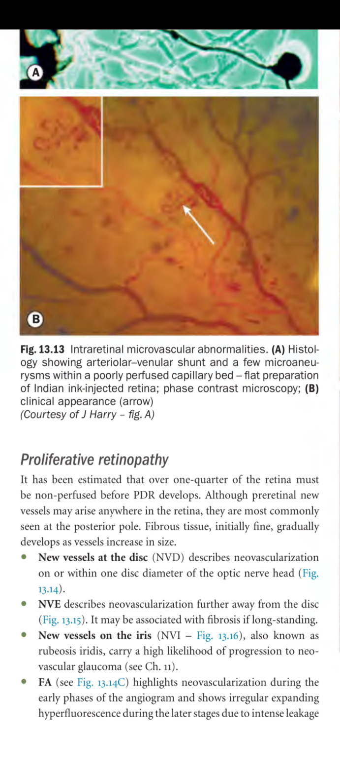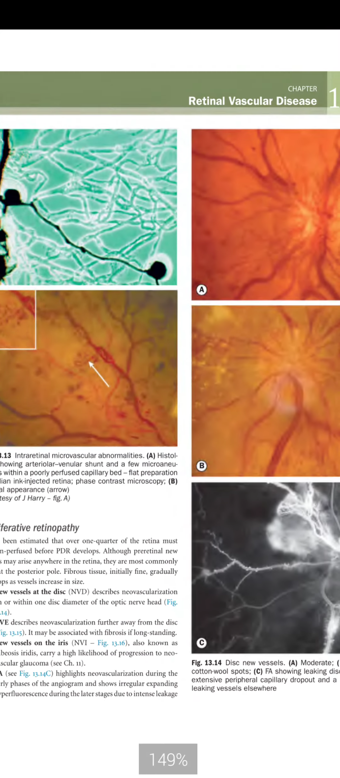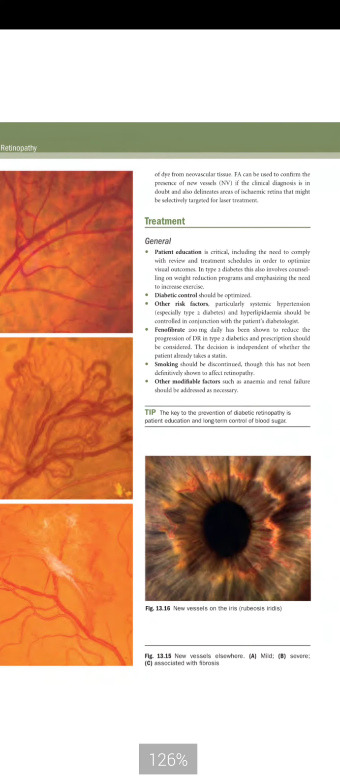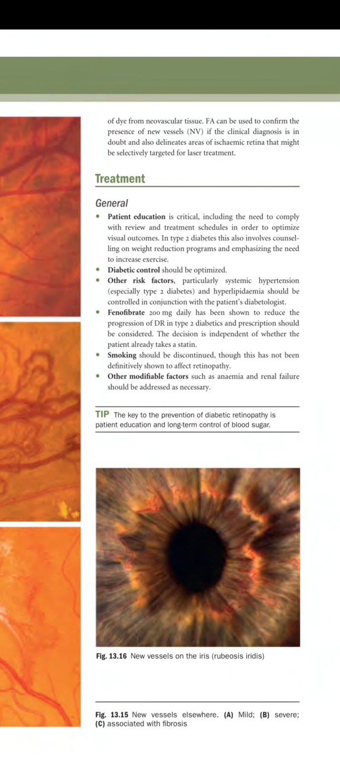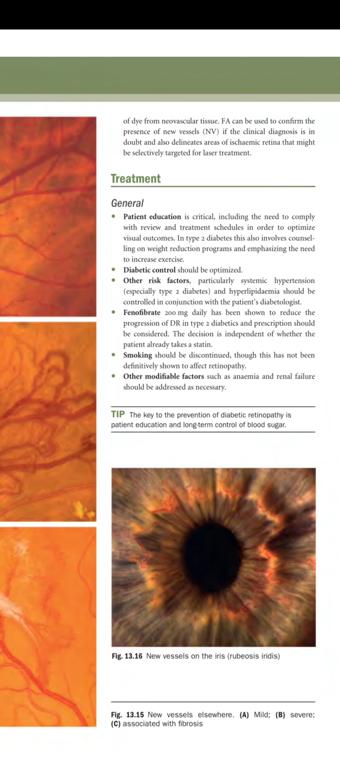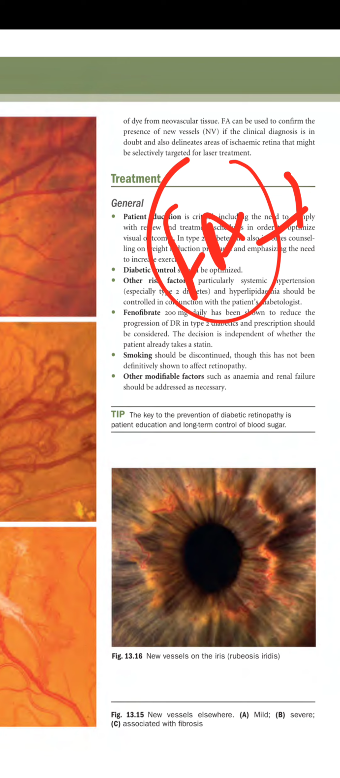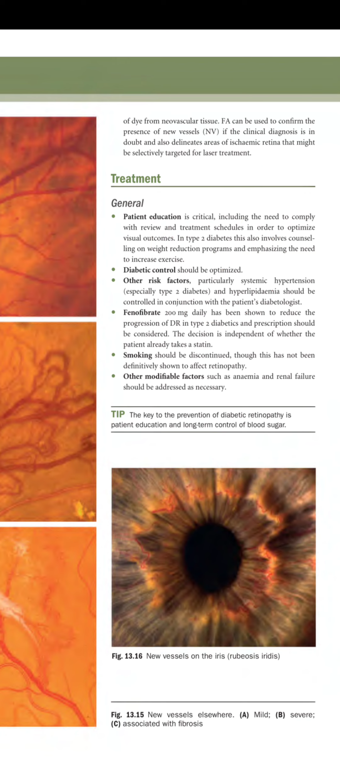Fluorescein angiography highlights neovascularization during the early phases of the angiogram and shows irregular expanding hyperfluorescence during the later stage due to intense leakage. So in fluorescein angiography, it will show intense leakage of the dye from the neovascular tissue. FA can be used to confirm the presence of new vessels if the clinical diagnosis is in doubt, and also to delineate areas of ischemic retina that might be selectively targeted for laser treatment. So fluorescein angiography can be done to diagnose this, and also for targeting the laser treatment as well.